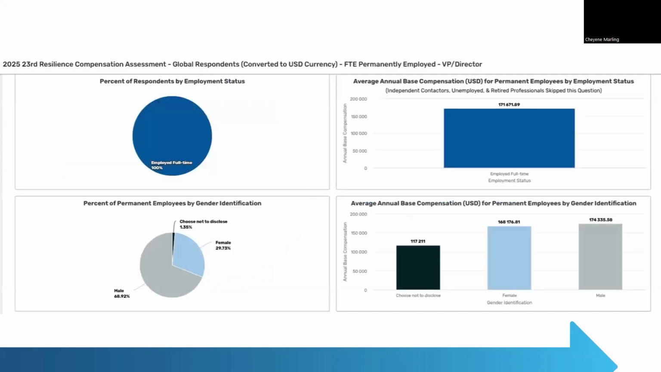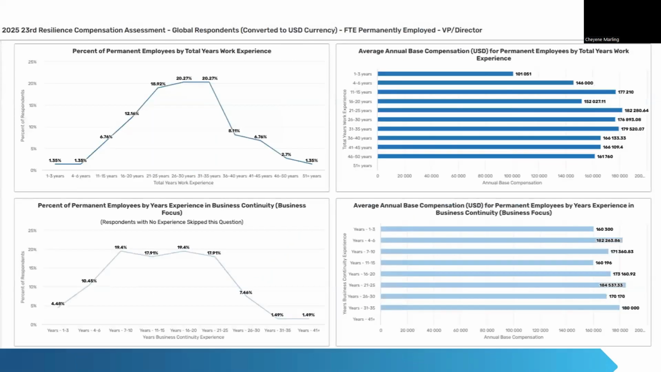Here's a screenshot from the 2025 Resiliency Compensation Assessment. It shows VP and director level respondents globally, average base comp $171,672, filtered data by gender, experience, certifications, and functional focus, e.g. DR, cloud, cyber. Again, this is a snapshot. As more people respond, your dashboard updates in real time through November, making it even more valuable to you for your compensation benchmarking purposes.